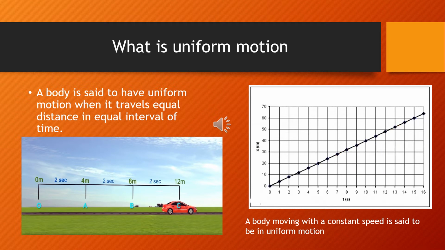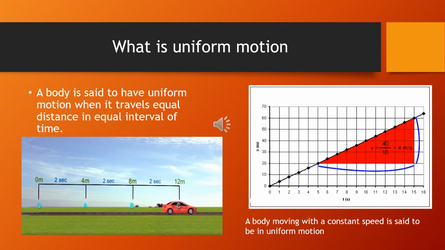Uniform motion is a state of a moving body. It is defined as: a body is said to have uniform motion when it travels equal distance in equal interval of time. If you look at the car, it is covering equal distance in equal interval of time from point O to A to B, B to C. Distance is the same and it is covering the same distance in the same interval of time, that is 2 seconds. So this car is showing a uniform motion.